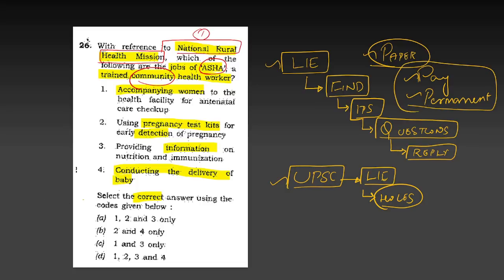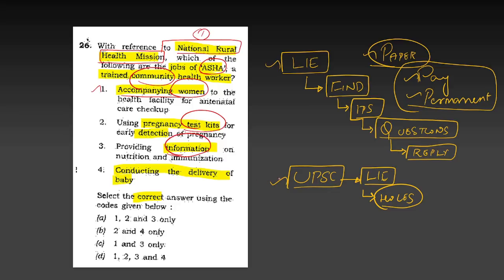So basic information with that: the National Rural Health Mission. You should know that it is a health mission for rural areas. So ASHA workers are very important. Then you start reading this, accompanying women. Yes, right. They are there for improving the nutritional and health status of the rural areas. ASHA workers do that. They accompany women, they have these test kits, true, and they give information, true.